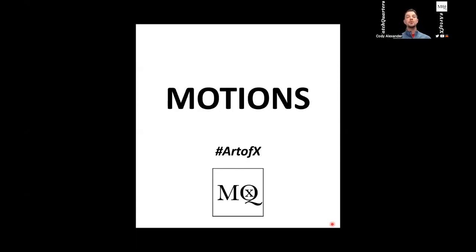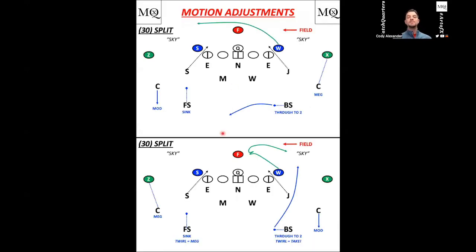Now, our split rule within the flexbone is anytime we get a flex set, or we get two receivers stacked together, we're going to check the cloud. So anytime you get a flex set, you want to make sure that you are running cloud coverage. So let's get into the motions and talk through them.